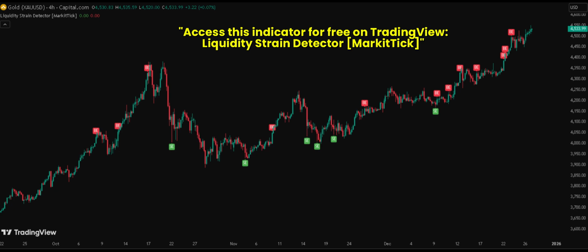Inputs. Trend filter length: the period for the EMA used to determine the baseline trend direction. Statistical lookback: the number of bars used to calculate the mean and standard deviation for the z-score. Stress threshold, sigma: the z-score value required to trigger a high-stress signal. Higher values result in fewer, more extreme signals.